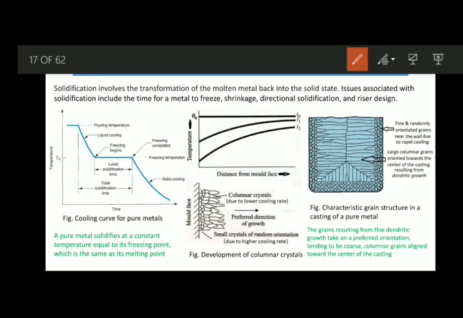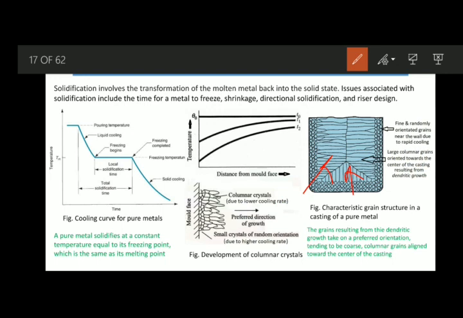Okay, and during this course, with respect to time, what will happen is that this tree-like structure is gradually filled in during the freezing, as additional metal is continuously deposited onto the dendrites until we get the complete solidification done. Okay, and these particular grains resulting from the dendritic growth take on a particular preferred orientation.